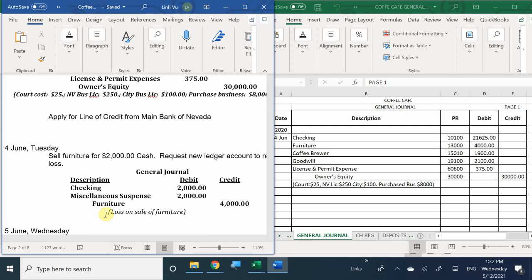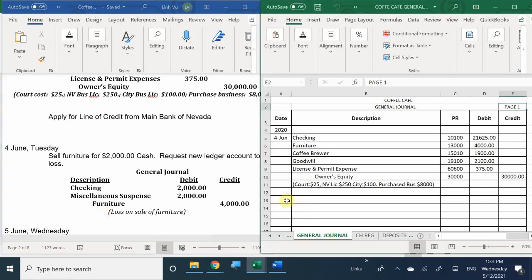Because what was our original purchase of the furniture? $4,000. And we only received $2,000 worth of cash. So in this case, this is where the historical cost value is going to come into play. So let's go ahead and journalize our transaction here. First things first, we need to recognize one thing. What did we receive for selling this asset? We received cash.